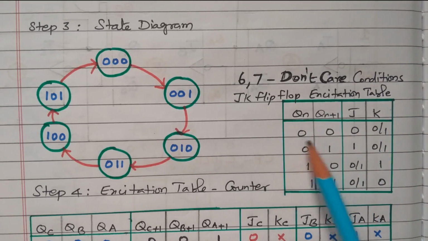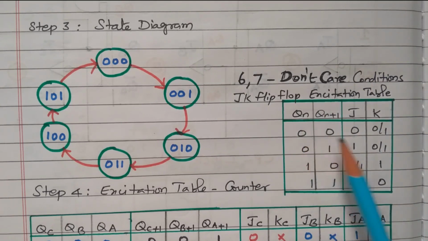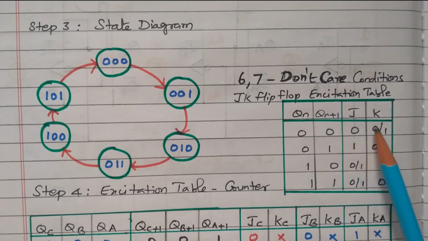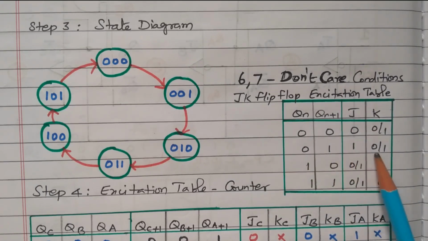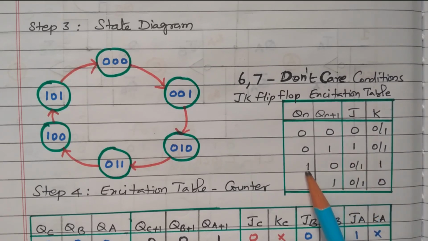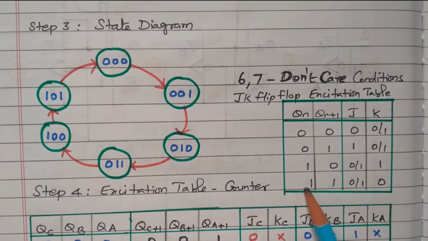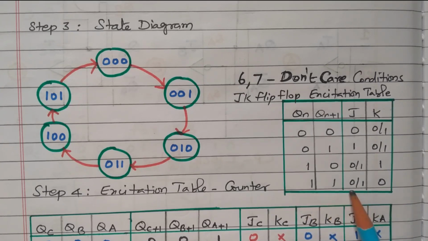For example, if the current state and next state are both 0, there is no change, which means we need J is 0, K may be 0 or 1, that is X. Suppose the current state is 0 and the next state is 1, changed from 0 to 1. We need J equal to 1, K may be 0 or 1, X. Similarly 1 to 0, current state is 1, next state is 0, means J is X and K is 1. If both are 1, current state and next state, J may be 0 or 1, X, and K is 0, right. So from this we need to identify the input to J and K.